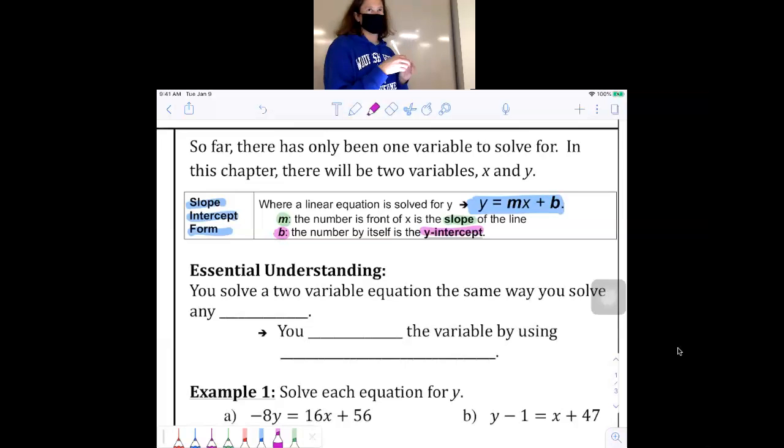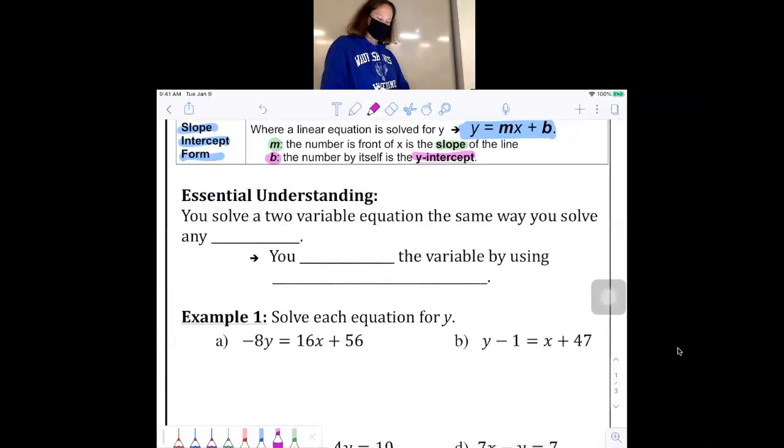Oh. Okay. So once we get it in that form, it's a piece of cake. So we have to talk about how do we get it there. Basically, we're going to solve any two variable equation the same way we solve any other equation.